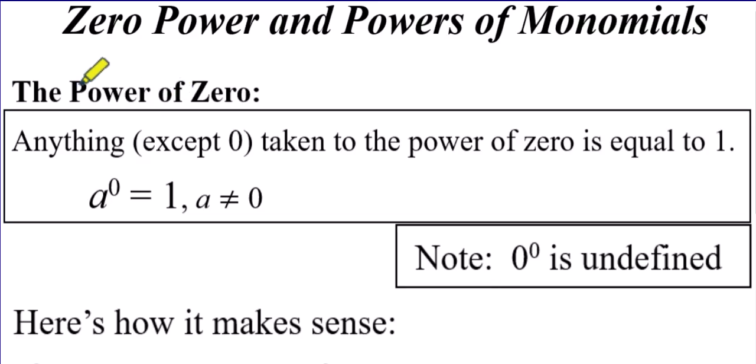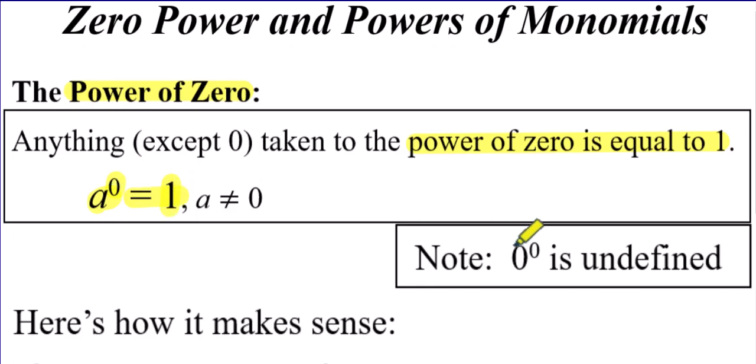Today we're looking at the guided notes called Zero Power and Powers of Monomials. All right, let's start with the power of zero. Anything except zero taken to the power of zero is equal to 1. Now this might surprise you. It doesn't matter what this number is, as long as it's not zero. Any number other than zero taken to the zero power will equal 1.